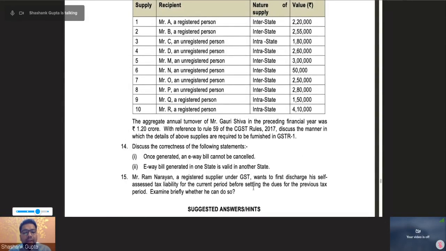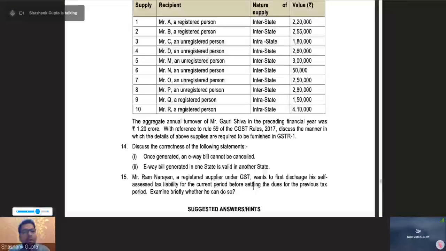Last question number 15. Mr. Ram Narayan, a registered supplier under GST, wants to first discharge his self-assessed tax liability for the current period before settling the dues for the previous tax period. Examine whether he can do so. So this also we had discussed in the morning. I had given you my example. I want to file the return, pay the tax for the month of April, but I have not filed the return, paid the tax for January, February, March. Directly I want to pay for April.